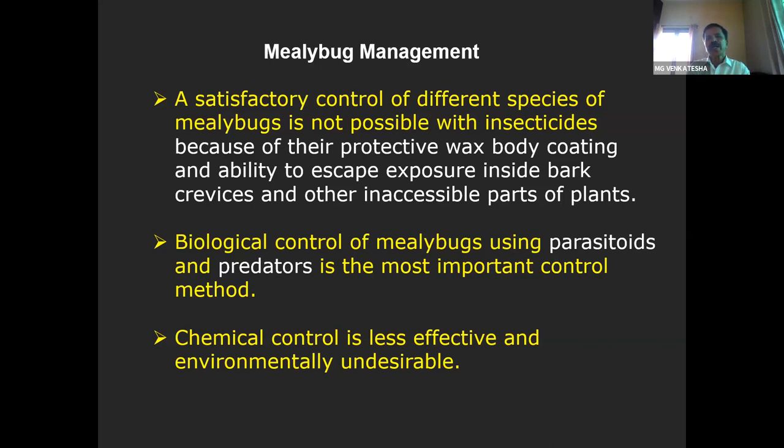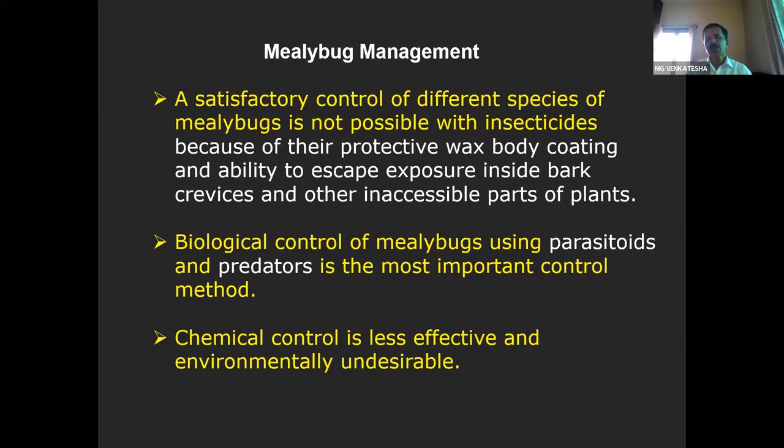And also, most of the time when we spray, the several mealybug species will be inside the crevices of the bark, or in the fruit nodes, or in the root system, or below the leaves, or sometimes in inaccessible parts. For example, if it is a big tree, we cannot reach all parts of the branches with the spray. That's why toxic insecticides are not found very effective in the field. That's why biological control of mealybugs using parasitoids and predators is the most important control method, and chemical control is less effective and environmentally undesirable.